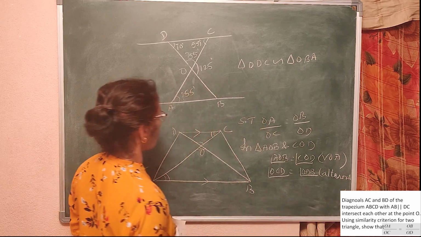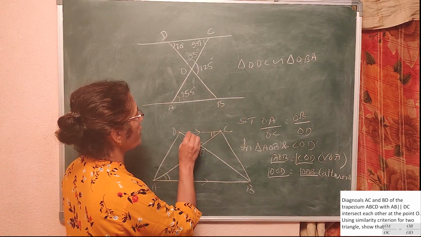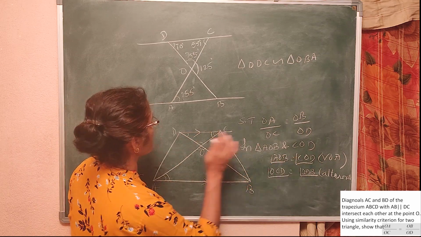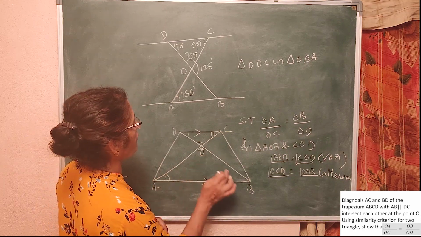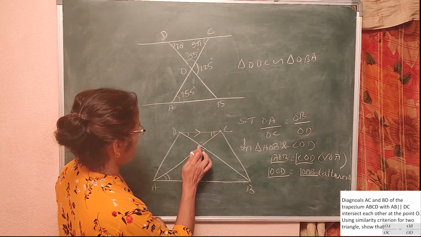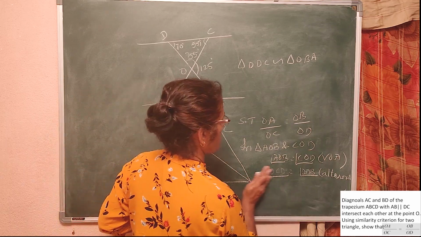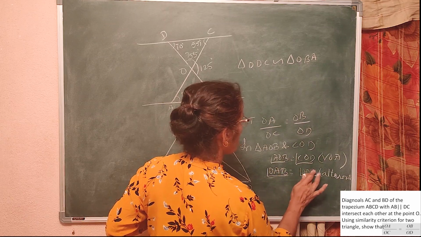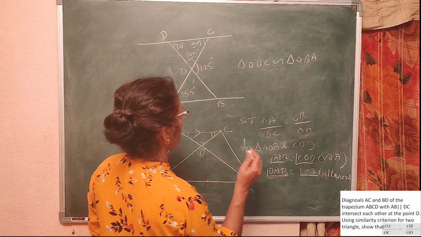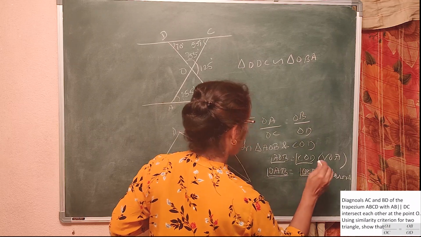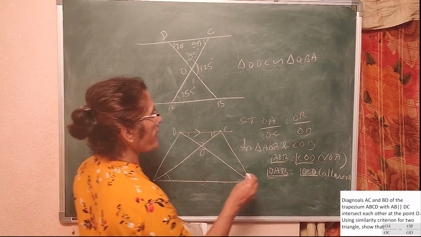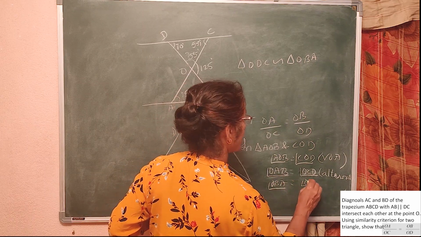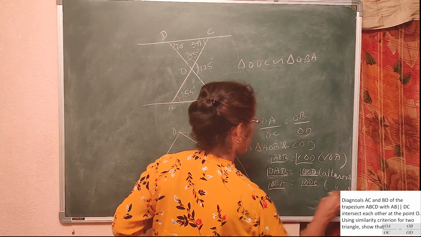Now, one more. What is that? Angle ODC. So, I have made a mistake. Angle AOB is equal to angle COD, that only you have to say first. Then angle OAB is equal to angle OCD. Next one, angle OBA is equal to angle ODC, again by alternate angles.